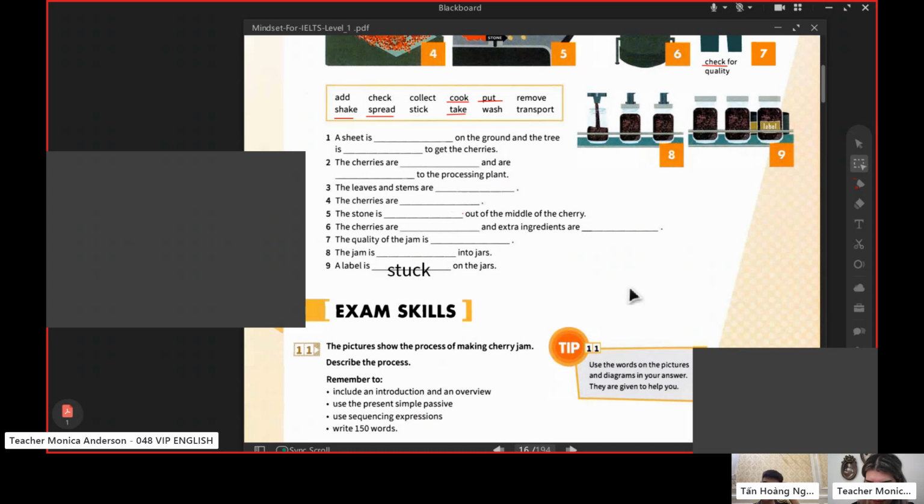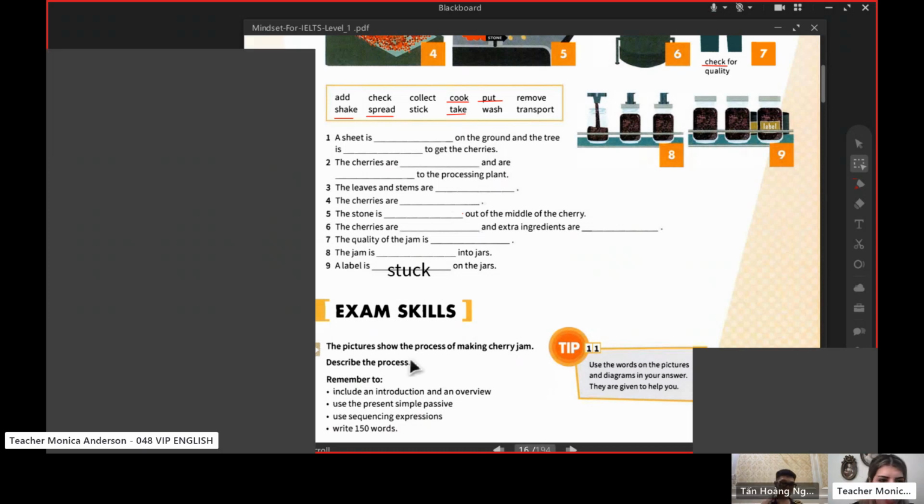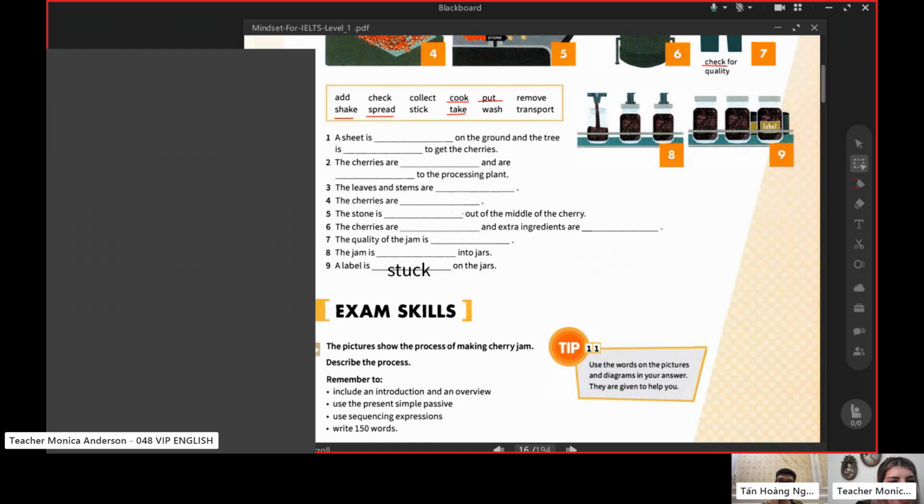I finished the introduction. Let me check. Okay: the process shows the way in which cherry jam is made for eating. Of course, there are 9 stages in this process, beginning with spreading sheets on the ground and shaking trees to get the cherries, to sticking a label on jars. Okay, very good. Just, you need to say which one is the final stage, for example, it ends in sticking a label on the jars.